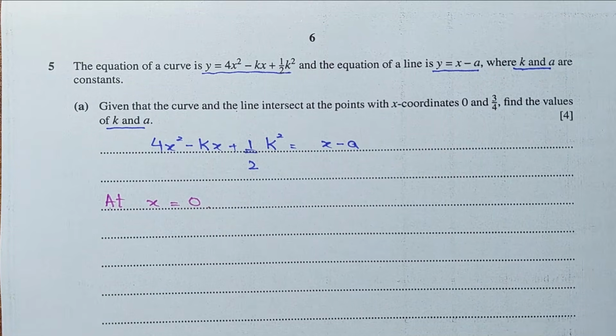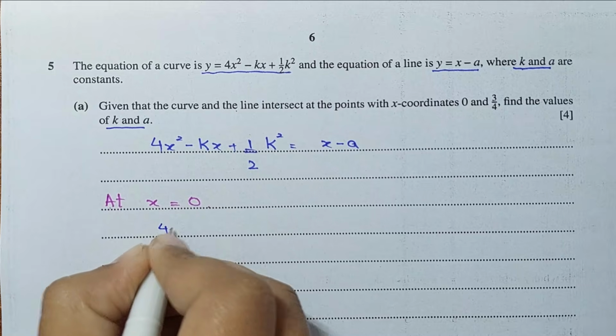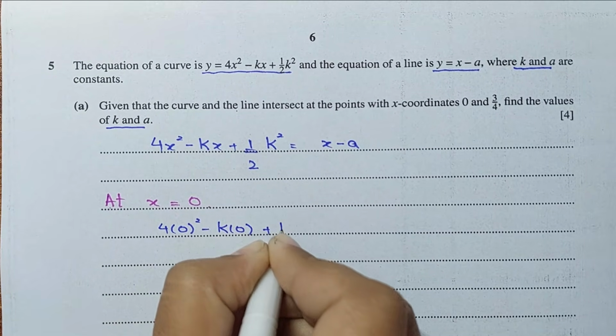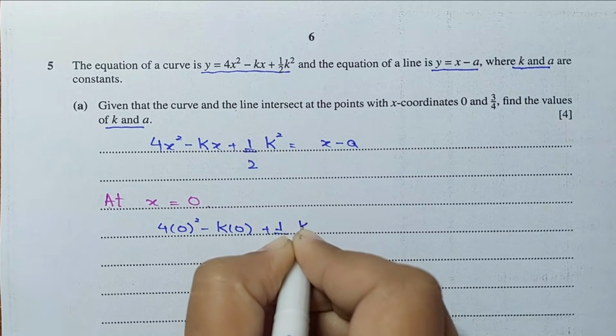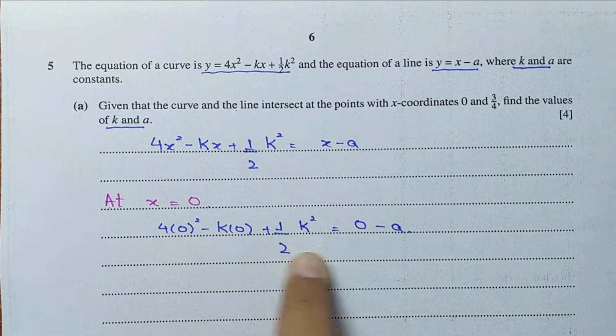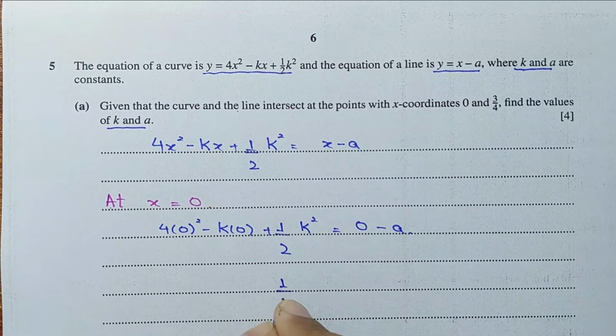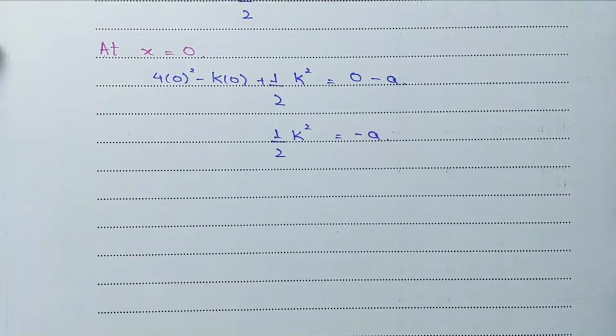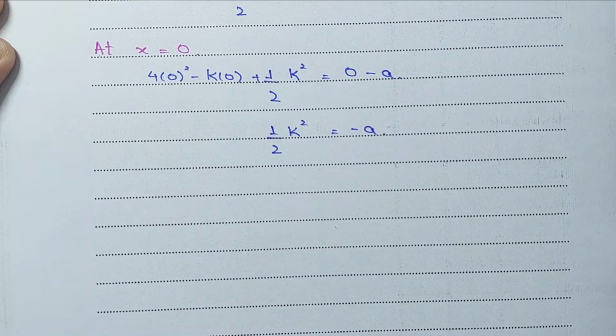Solve for a and k. You will get the equation 4 into 0 square minus k into 0 plus 1 over 2 k square equals x value 0 minus a. So this is 0, this is 0, and 1 by 2 k square equals negative a. That is your first equation.